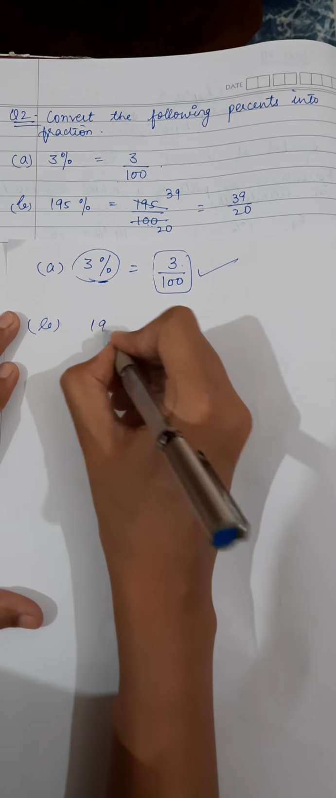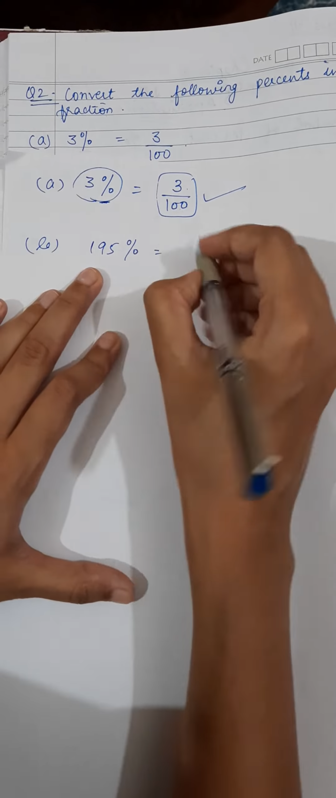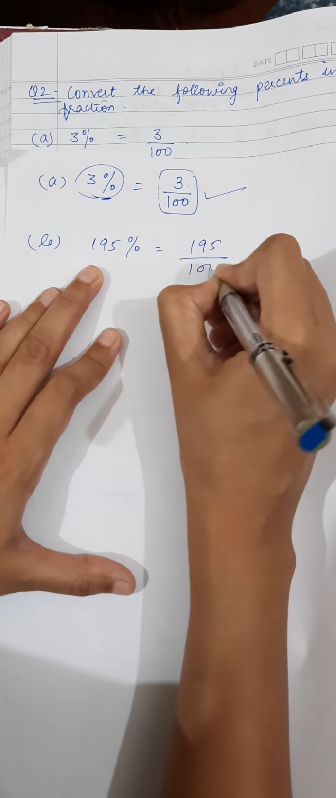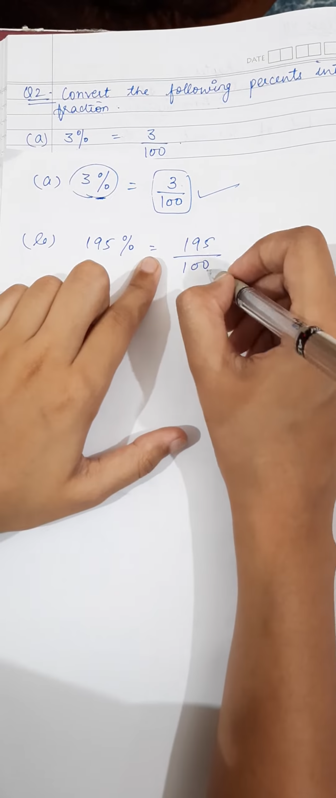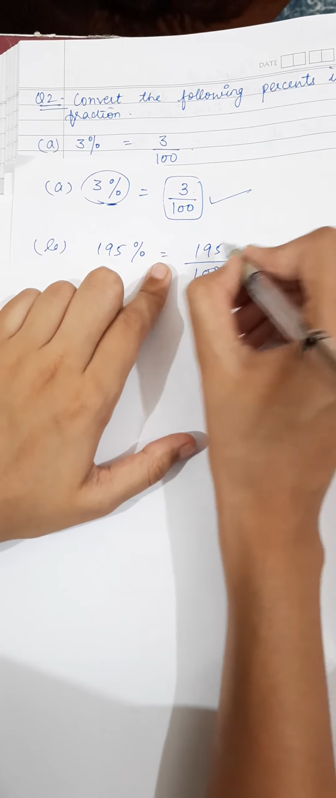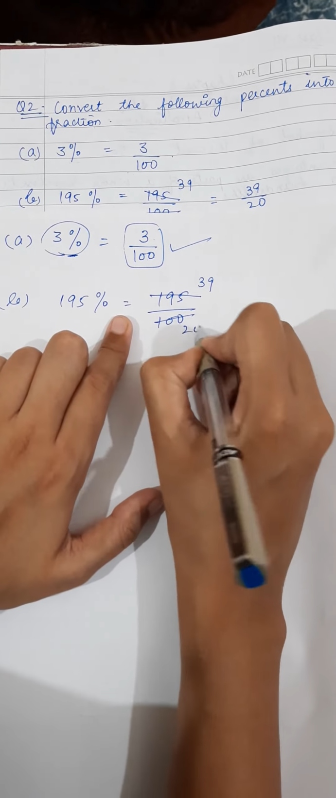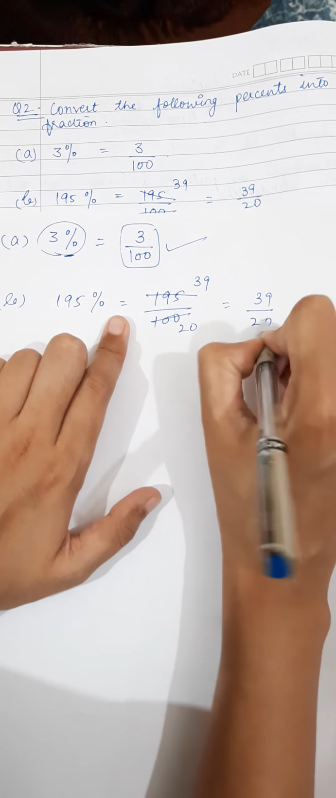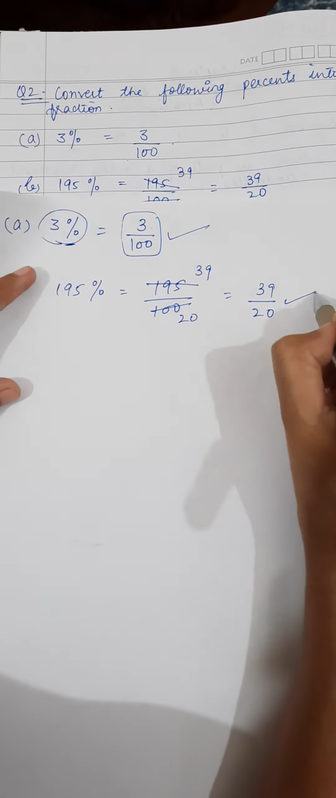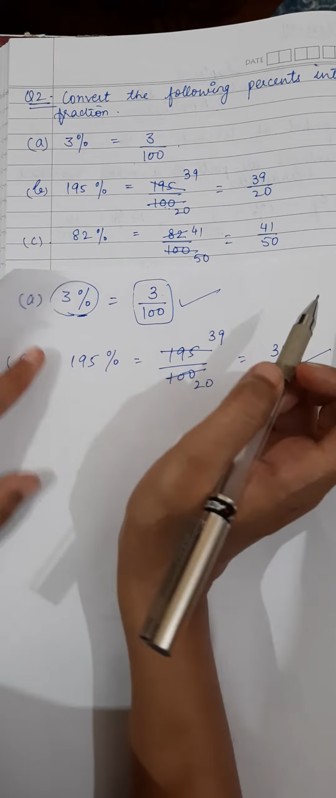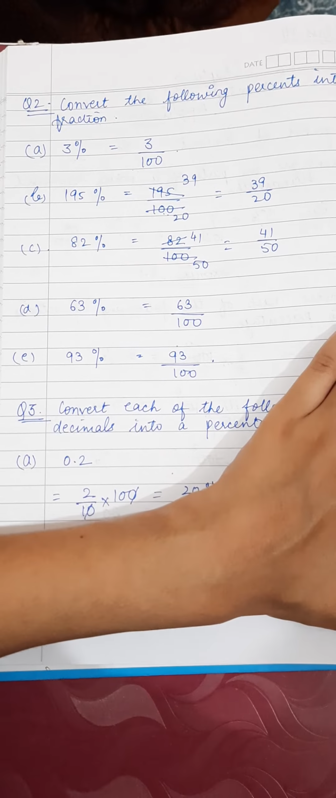Second, 195%. Now 195% is there. Remove this percentage sign and divide by 100. Now what you are going to do here is divide these two by the table of 5. Let's cancel these two on the table of 5. This will go to 39 and this will go to 20. So the answer is 39 upon 20. Because I cannot cancel them further, this is the simplest form. So 39 upon 20 is the fraction of B part. Right? Similarly, C part.